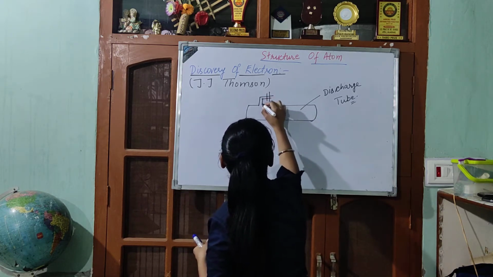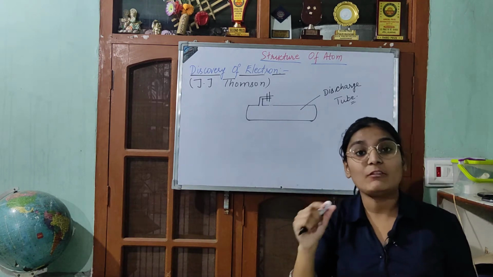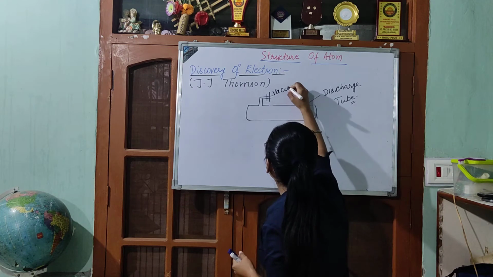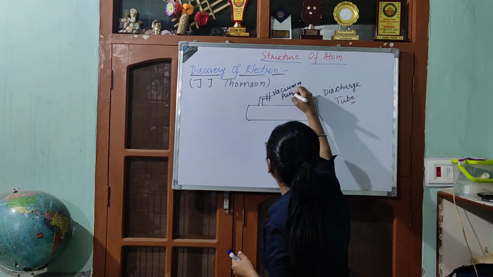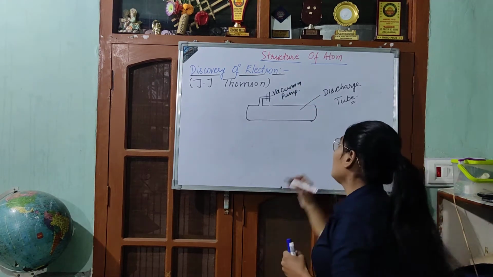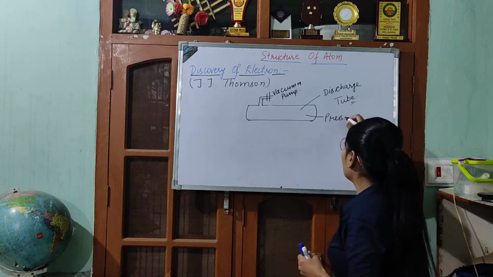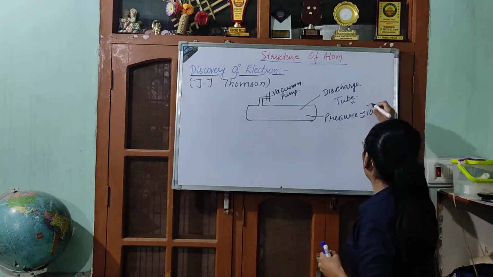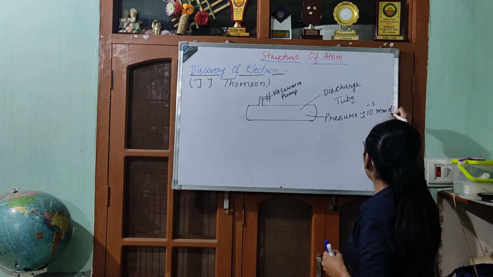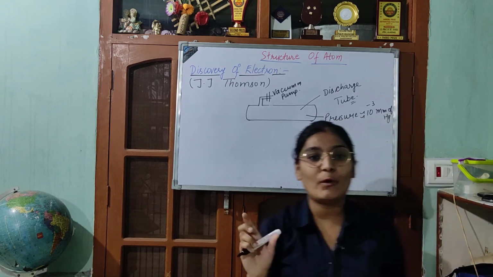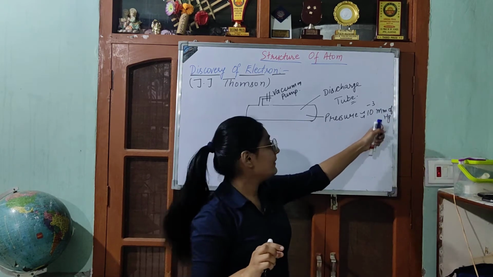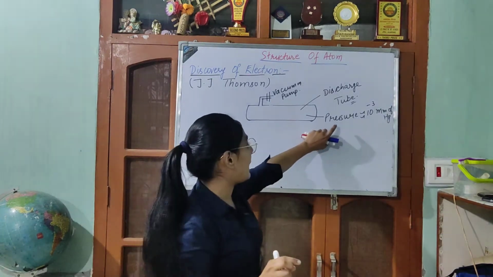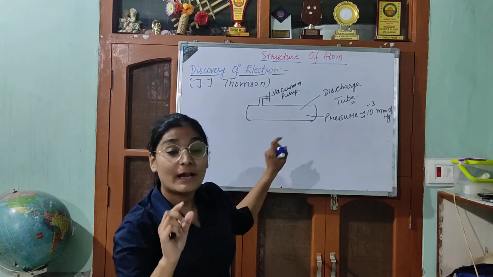He only reduced the pressure inside this glass tube. This is the vacuum pump, and the pressure inside the glass tube is approximately 10 raised to power minus 3 mm of Hg. You don't have to remember this figure. You only need to remember that the pressure inside this glass tube is very low.